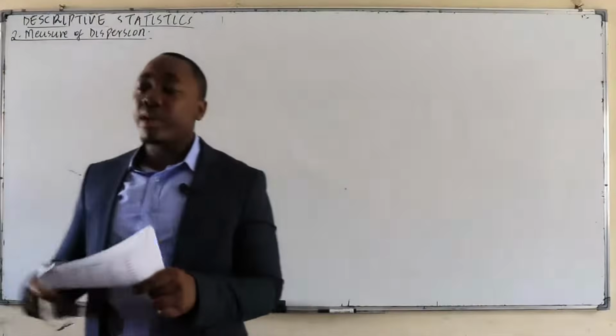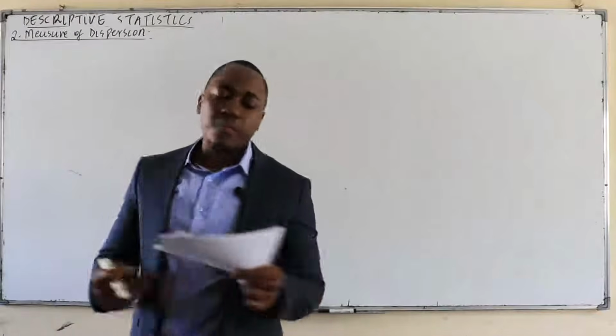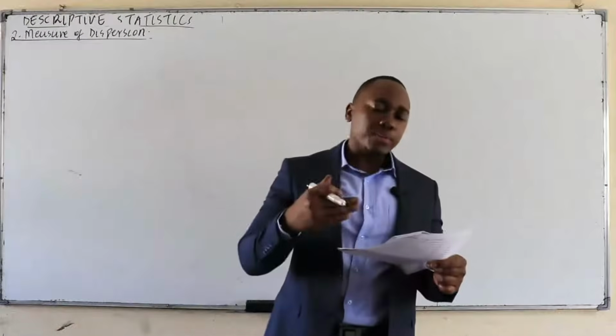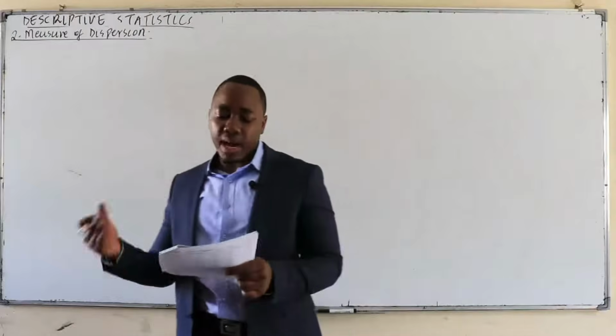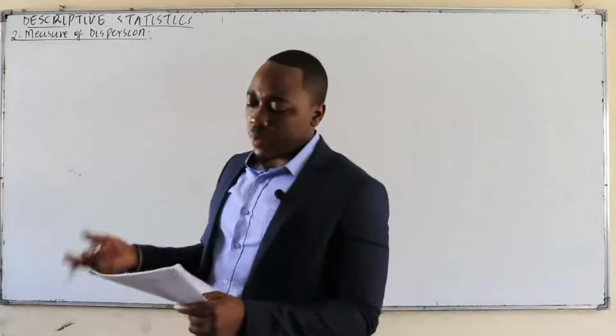So how do we get the range? The range is the difference between the maximum value and the minimum value. That's how we get the range. It's the difference between the maximum and the least value. And then how do we get the variance?